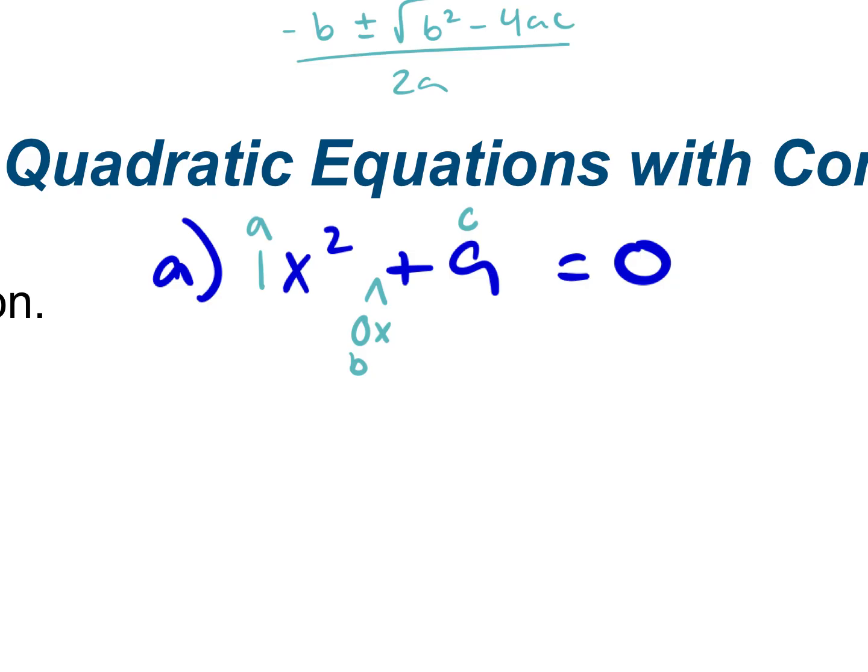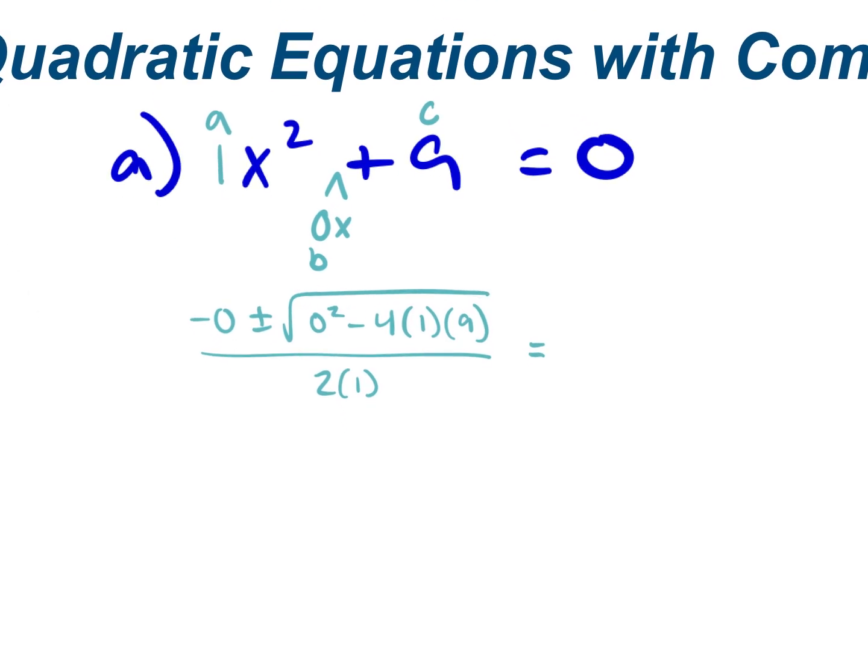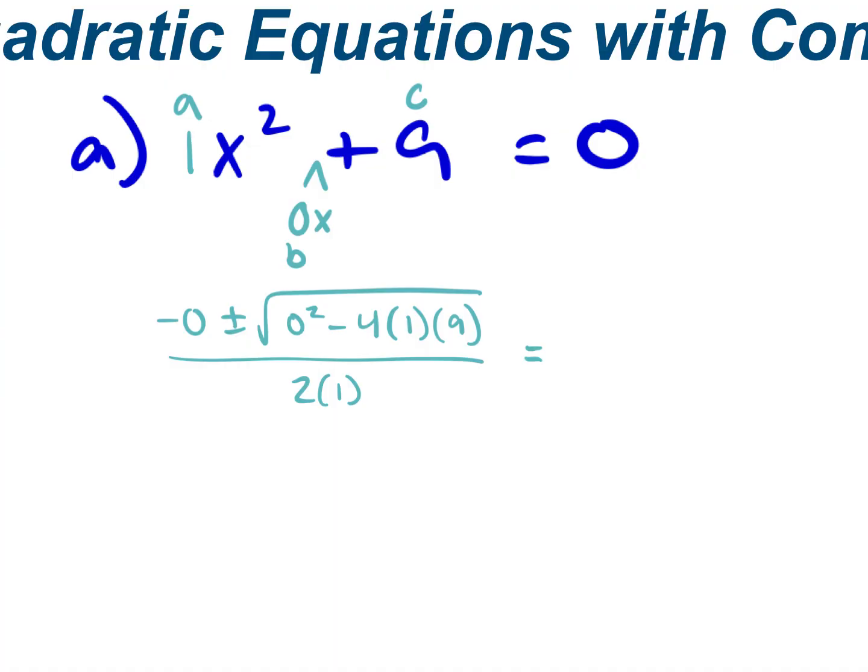So let's plug everything in. Our b we said is 0, so we have negative 0 plus or minus the square root of 0 squared minus 4 times a times c, so times 1 times 9, over 2 times a, so 2 times 1. So after we plug everything in, we just need to simplify. Negative 0 is still just 0, so it can just go away. So we just have plus or minus the square root of 0 squared is just 0. So here we have negative 4 times 1 would be negative 4, and negative 4 times 9, negative 36, perfect, over 2.